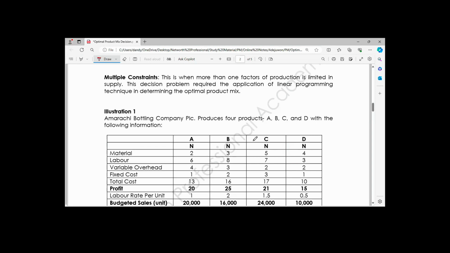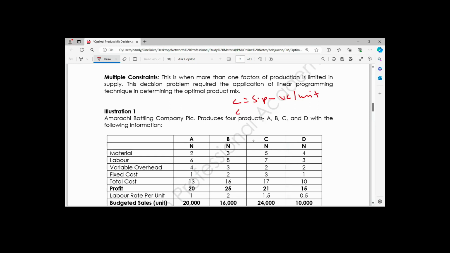Savings or contribution per key factor. Step 2, calculate savings or contribution per key factor. You all know how to calculate contribution. Contribution is selling price minus variable cost. Okay? To get your contribution, denoted as C, equal to selling price per unit minus variable cost per unit. This will give you your contribution per unit.